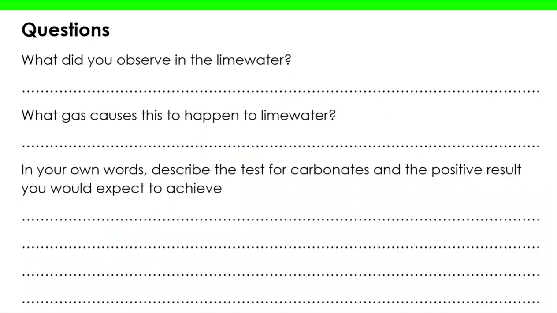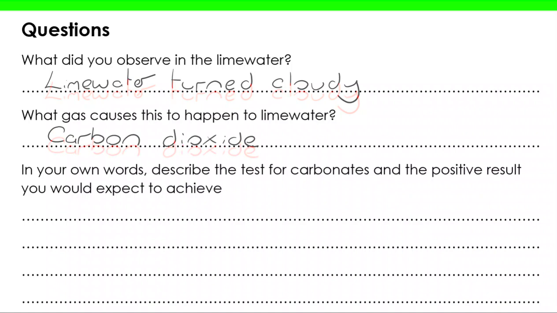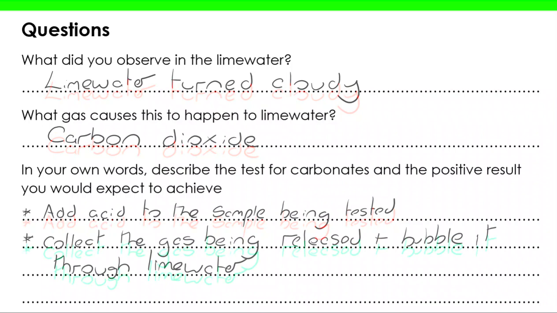So what would you observe in the lime water in this reaction? The lime water would turn cloudy. What gas is it that causes the lime water to go cloudy? That's carbon dioxide. Just being able to explain this in your own words is important. I'm going to put down one alternative, but it's certainly not the only way to do it. You can add acid to the sample being tested. You can then collect the gas that's being released, bubble it through lime water, and in the case of a positive result, the lime water will turn cloudy.